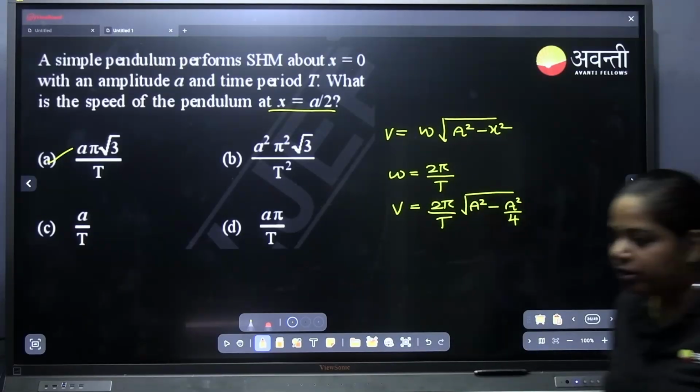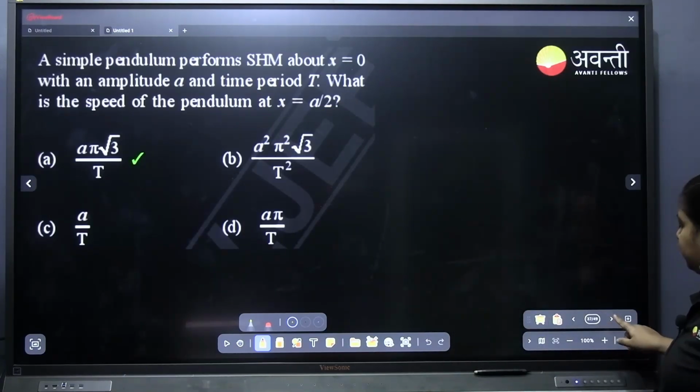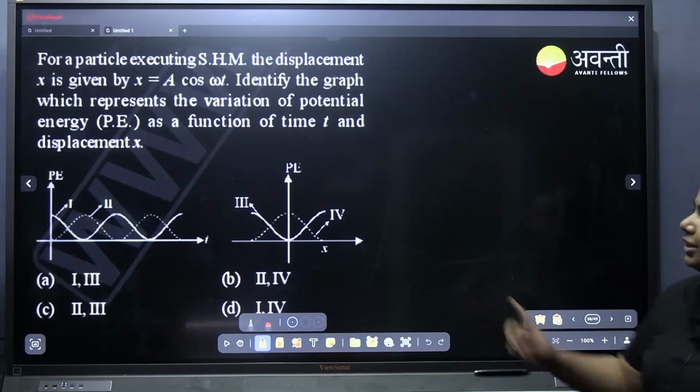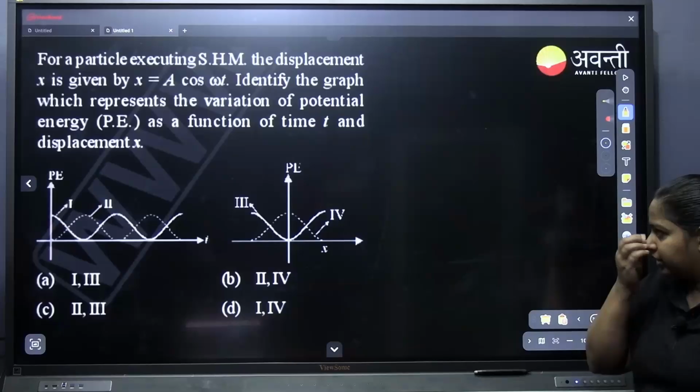Is this clear for all? Okay. So we will do this one also. Graph question. So we can stop after this.